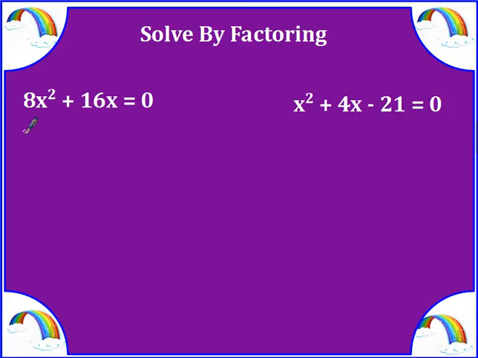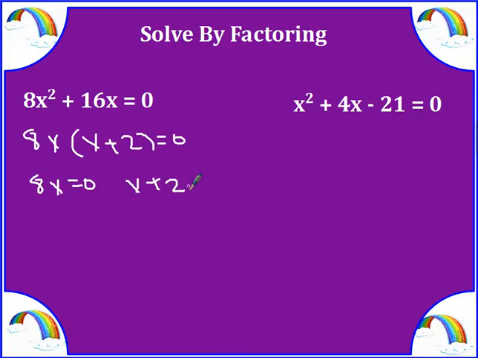In this first case, we can see that we have an 8x that can factor out of both terms, leaving us with x plus 2 equals 0. I set each of these equal to 0 and solve them. On the left side, I will divide by 8, and one of my zeros is 0, and the other solution is going to be -2 because I subtract 2 from both sides.